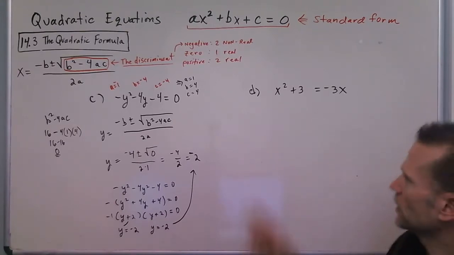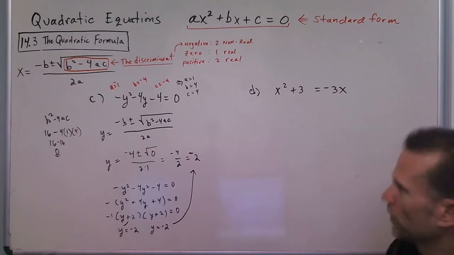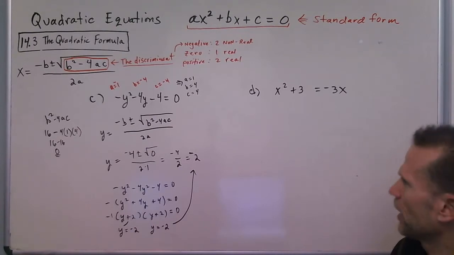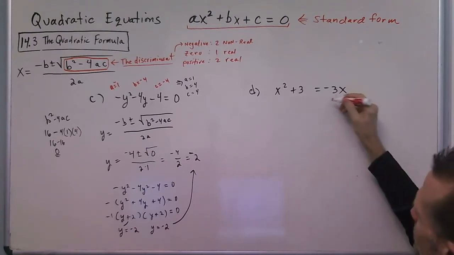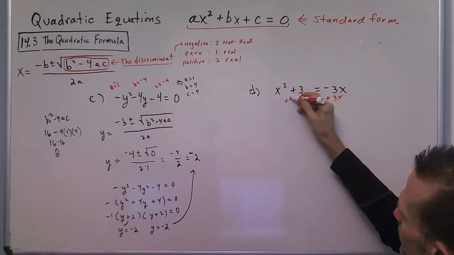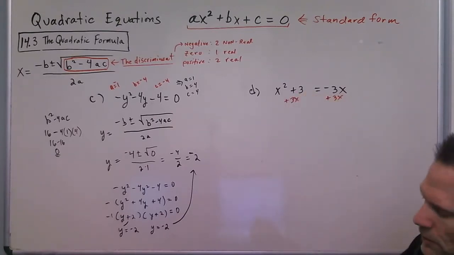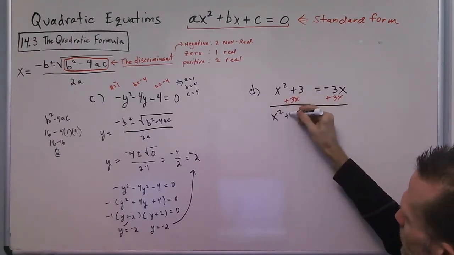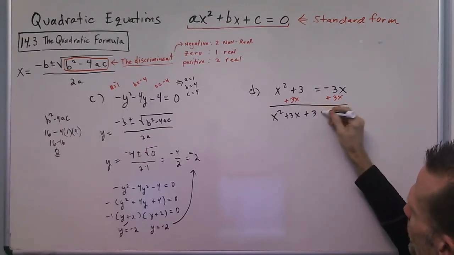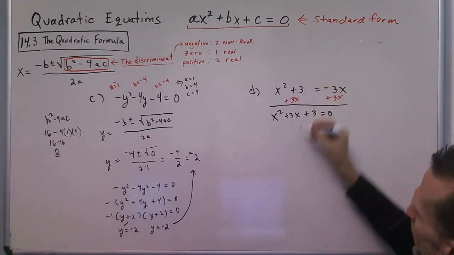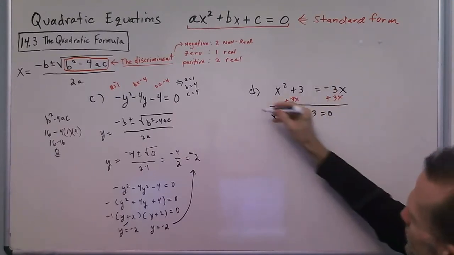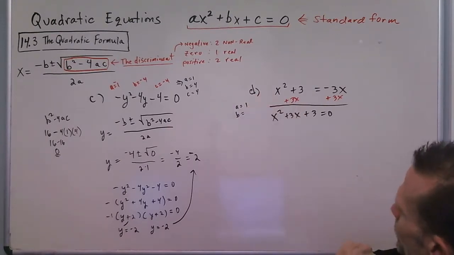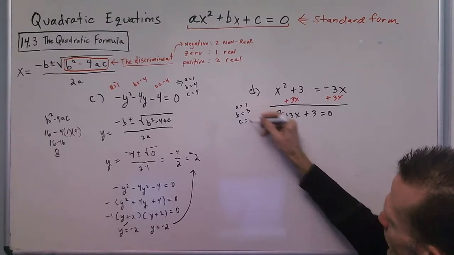So the thing that this problem is trying to teach you is one thing for sure is that you should get this in standard form to find your A, B, and C value. So I'm going to add 3x here and add 3x here to get this into standard form so I can have my A, B, and C value. So I have x squared plus 3x plus 3 equals 0. So my A value here is A equals 1, B equals 3, C equals 3.